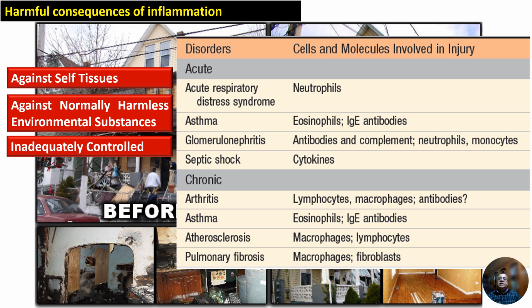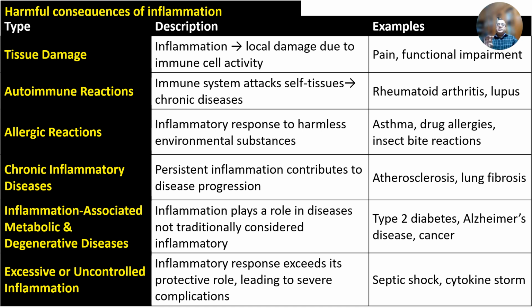These chronic low-grade inflammations, such as in diabetes, obesity, and neurodegenerative conditions, sometimes have no obvious symptom, hence these are also termed as silent killers. While inflammation is essential for defense, it can cause harmful effects when misdirected or uncontrolled. Many chronic diseases and metabolic disorders have an inflammatory component, like diabetes, as I just told you.